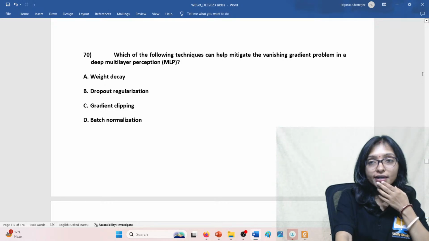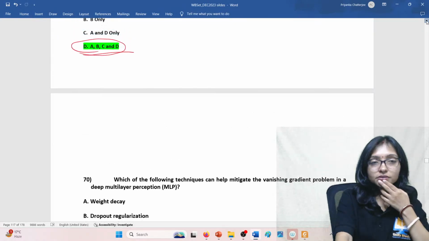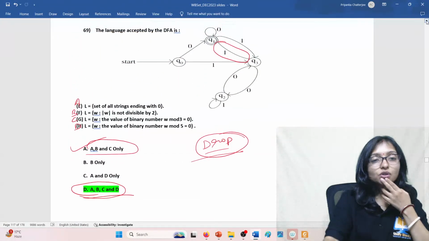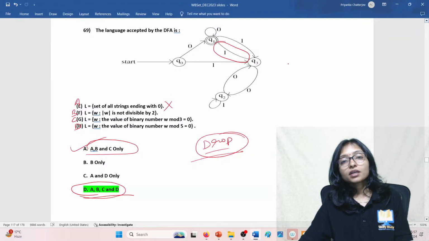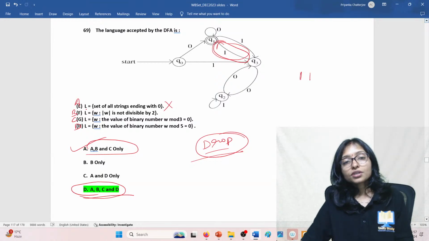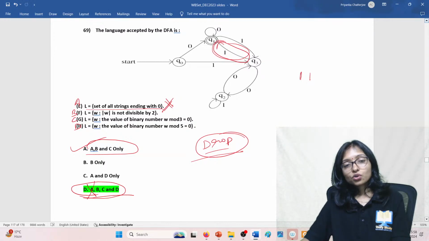All strings are not ending with 0. You are correct. We can't say that all strings end with 0, because just now we saw that 1, 1 is accepted if I am taking this one. It is also all string ending with 0. This is also wrong, this is also not coming. So A is also not coming.